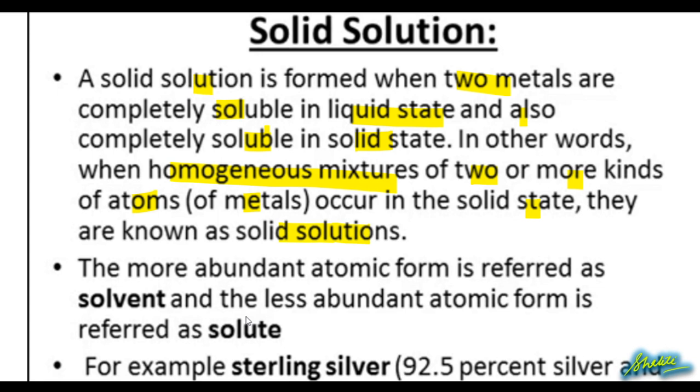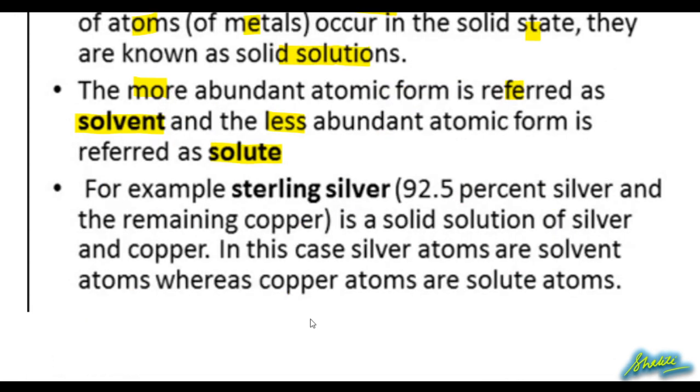The more abundant atomic form is referred to as solvent and the less abundant form is known as solute. For example, sterling silver contains 92.5% silver and remaining copper, and is a solid solution of silver and copper. In this case, silver atoms form solvent, whereas copper atoms form solute atoms.